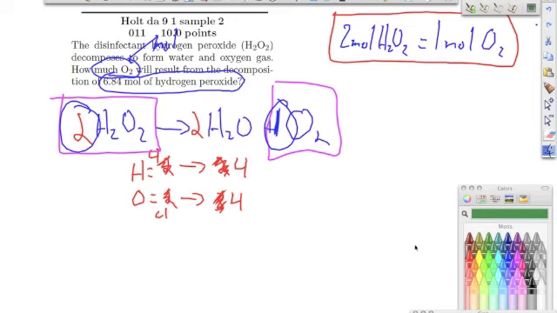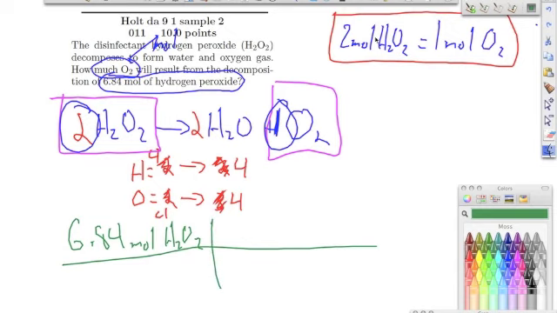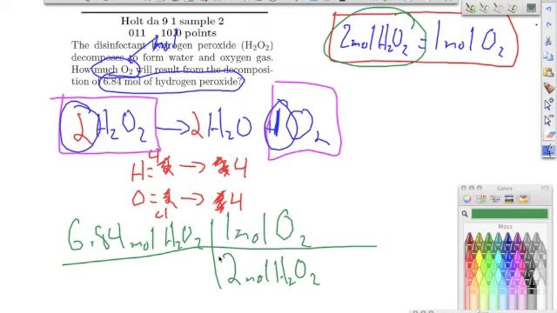So we always start with the number in the problem. We start with our 6.84 moles of H2O2. And we look in our conversion factor, and the only thing that says moles of H2O2 is right here. So we go ahead and we put that on the bottom. 2 moles of H2O2 equals 1 mole of O2. We go ahead and we work this out: 6.84 times 1, all divided by 2, and we should get an answer of right around 3.42 moles of O2.